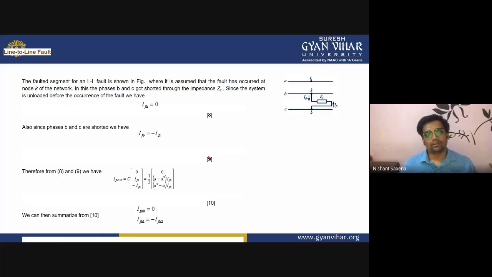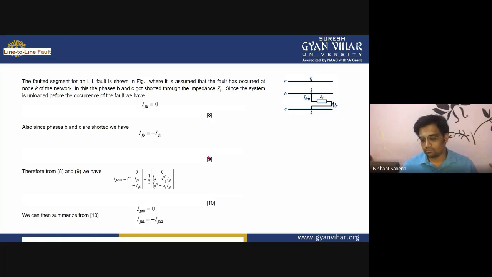Now, let's see what the line to line faults are. The line to line faults, or the unsymmetrical line to line faults, are those types of faults in which two of the lines or phases of the transmission line get short circuited with each other.